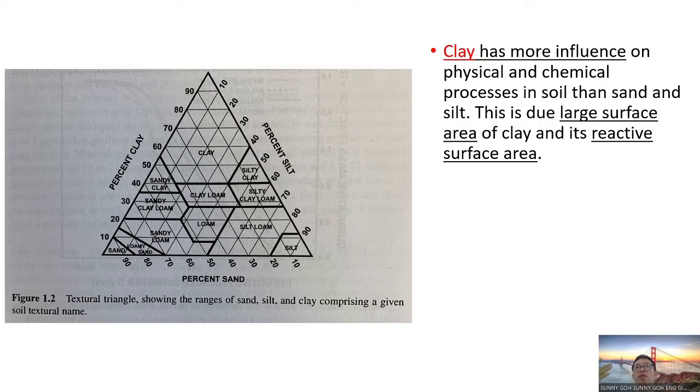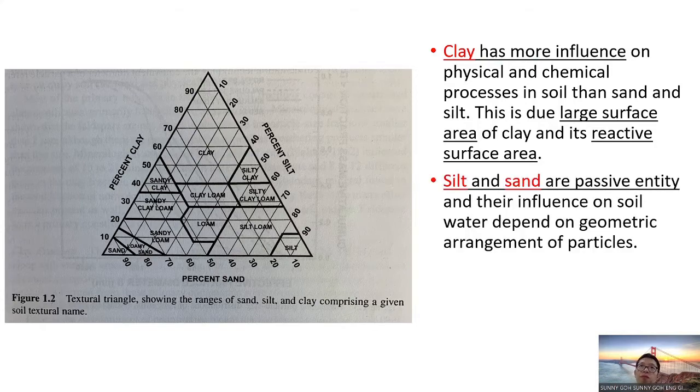In fact, sand and silt also have reactive surface area. It's just that clay has more surface area for the absorption and desorption processes to take place. Sand and silt are passive entities because they have less surface area, and their influence on soil water depends on the geometric arrangement of particles.